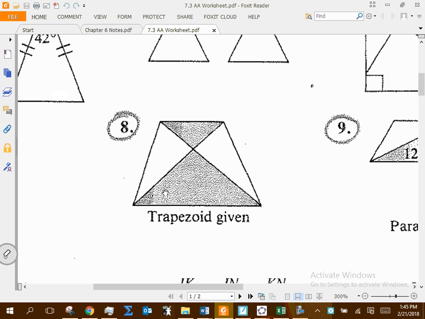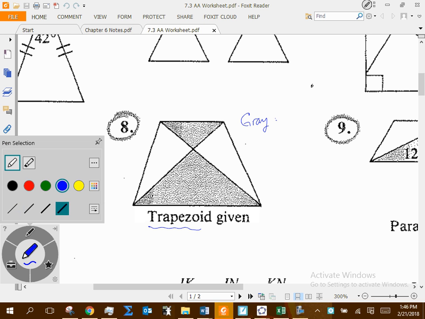Number 8, I asked you to first look at the gray triangles. And this is a trapezoid. It's important that we understand that this is a trapezoid. Now, it may look isosceles, but we don't know that, right? They're not telling us that information. So if this is just a general trapezoid, by definition, what does that tell you about that segment there compared to that one? Yeah, they're parallel.